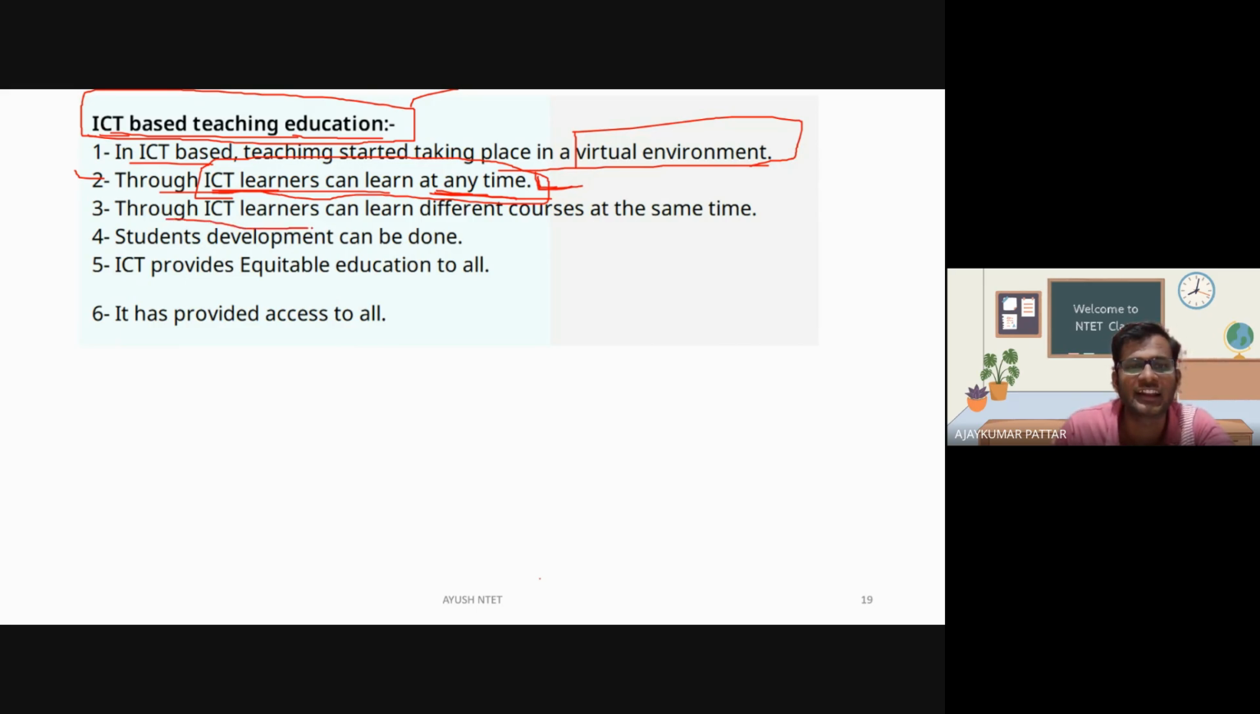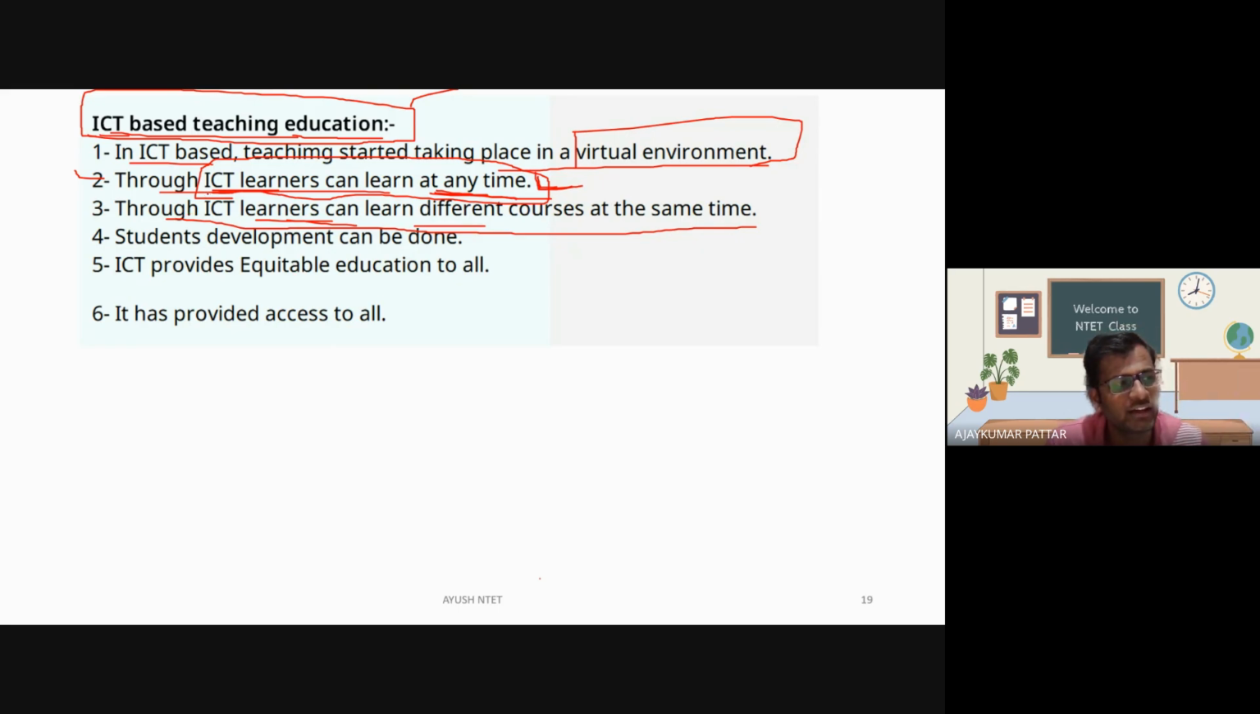Through ICT, learners can learn different courses at the same time. You can enroll in different courses at the same time. You can enroll in research methods, you can go to biotechnology, whatever course you wish to learn, you can enroll in it by ICT methods. But in the conventional method, you can do only one course at a time. You can't do different courses at one time. That is ICT learning.